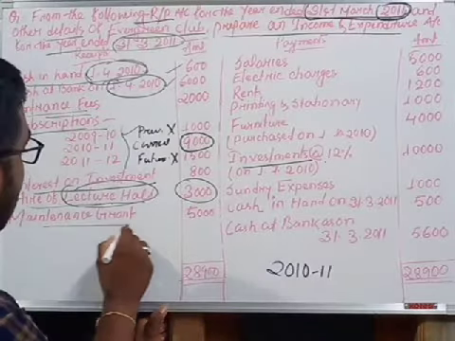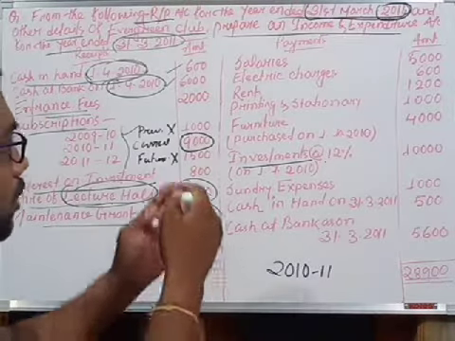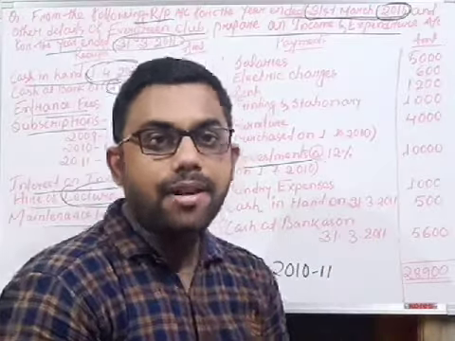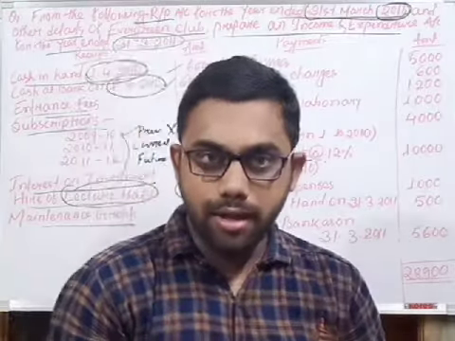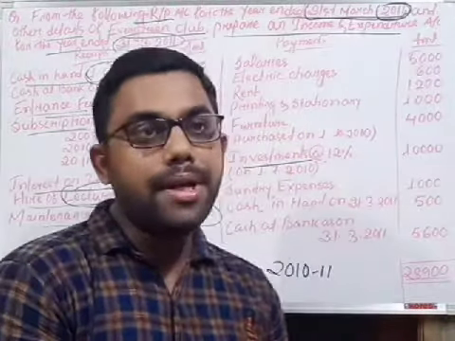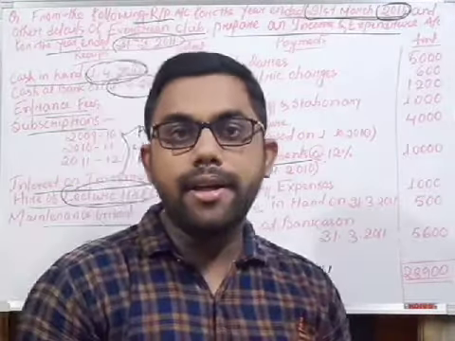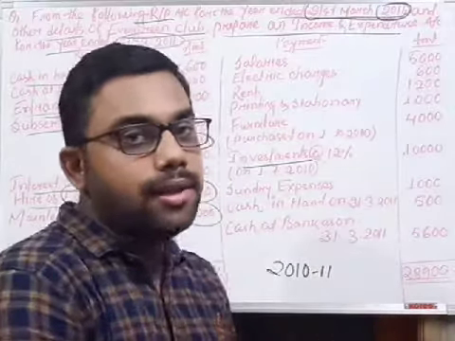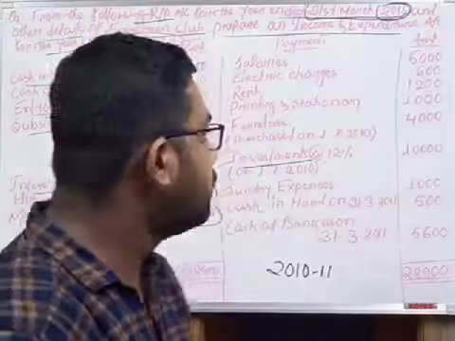Next, maintenance grant, that is for maintaining the non-trading organization. Every year or every month they receive a certain amount as donation or grant from the members or from outside organizations. So it is a regular income, and regular income means revenue income, and only revenue incomes are recorded in the income and expenditure account.